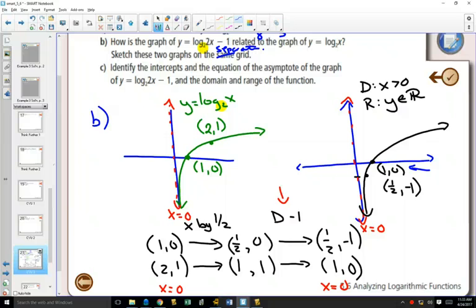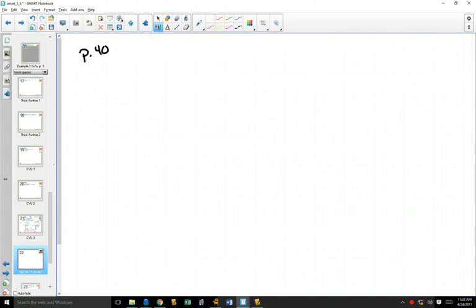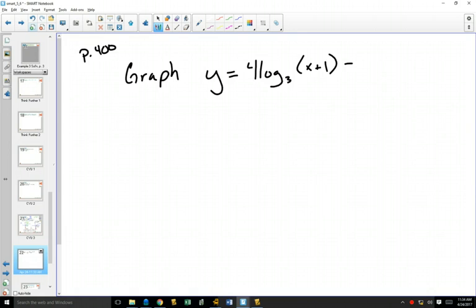So now, just to practice some more of these transformation ones, I'd like you to turn to page 400. Page 400 should just be a blank one. Graph y equals 4 log base 3 of (x plus 1) minus 5. We'll do 2 more graphing examples, so I'll call this one A.